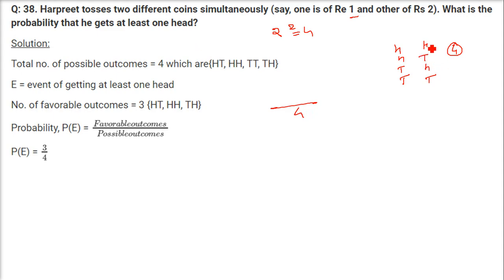Now, at least one head. Let us find out. Here we have 2 heads we can take. Here 1 head we can take, 1 head we can take. So 1 head, 1 head, 1 head, that is, this count is 3. So having at least one head is 3. So 3 by 4 is the probability of getting at least one head.